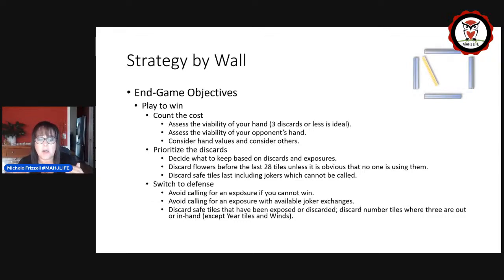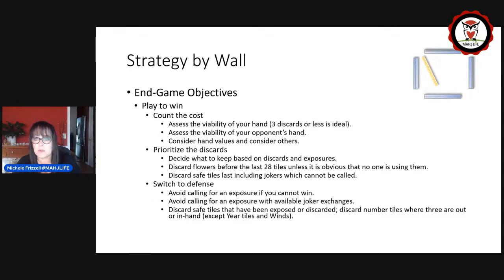So you want to discard as safely as you can. We're playing to win, so risk is okay. We're risking it. You can also switch to defense at this point or some point in the game as we go. And you want to avoid calling any discards for exposures if you've decided to fold. If you are not playing to win, do not claim discards to make exposures, because you're going to be giving more information to your opponents to help them make decisions on their hand.